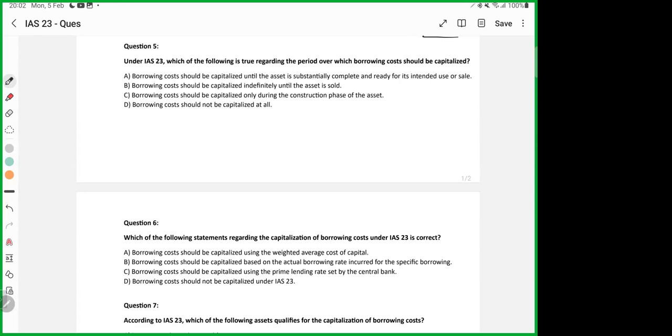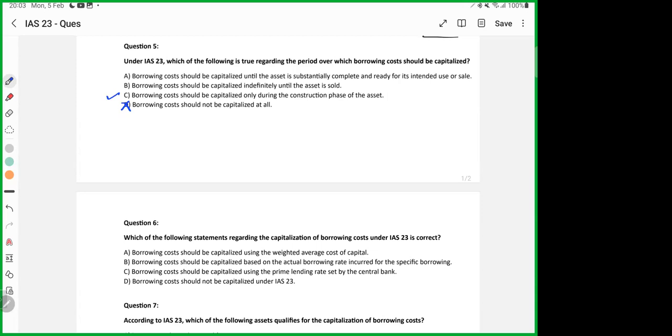Okay, I want to exclude. I will exclude D. Borrowing costs should be capitalized only during the construction phase of the asset. Well, this is also. C is also correct. I can see it's correct. So the answer is C? Mm-hmm.